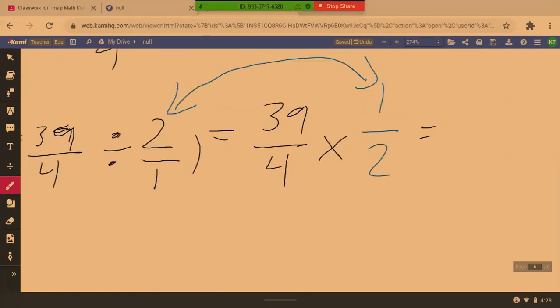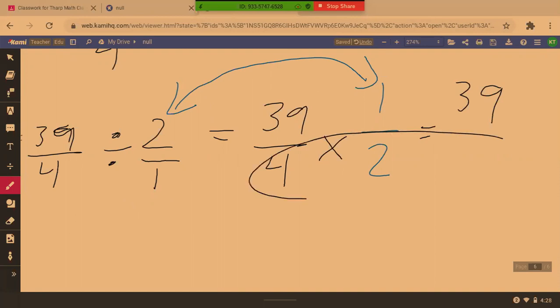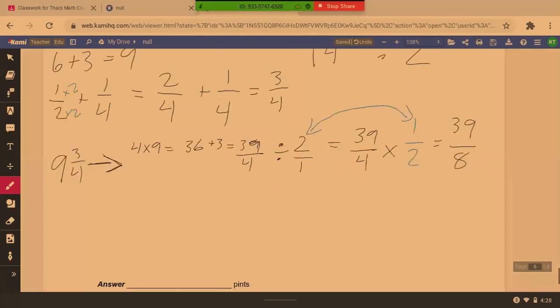So we started off with 2 over 1, but then we flipped it, and now we're multiplying by 1 over 2. So 39 multiplied by 1 is 39, and 4 multiplied by 2 equals 8. So now we have 39 over 8. And how many times does 8 go into 39? I'm going to rewrite this so I have room to work.